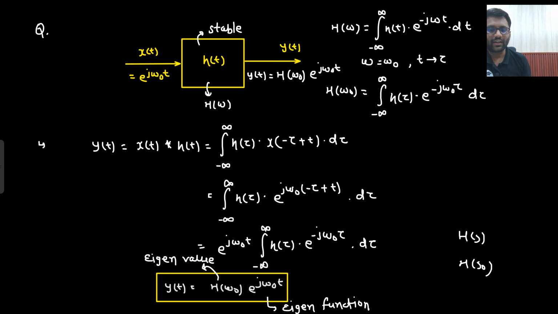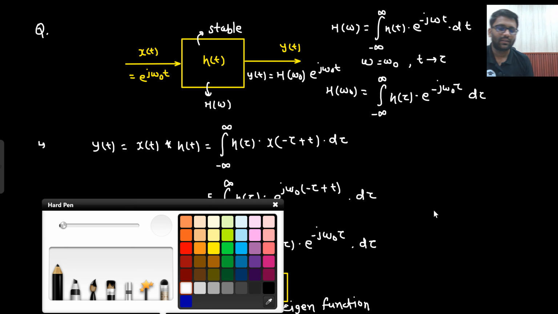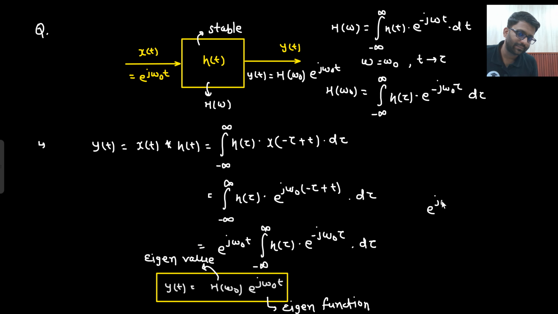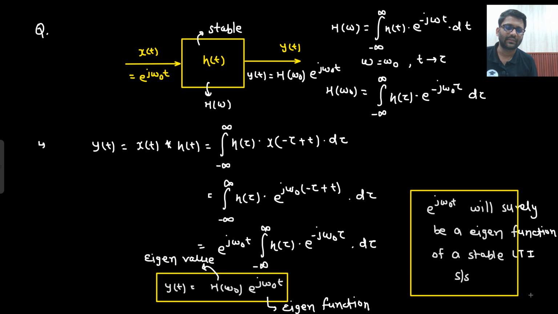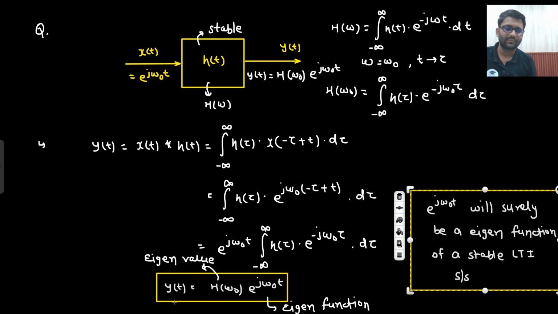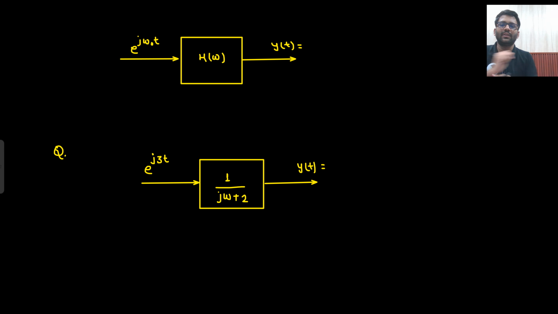So you can write down this line anywhere: e to the power j omega naught t will surely be an eigenfunction of a stable LTI system. That's it. Okay, let's go to this analysis.